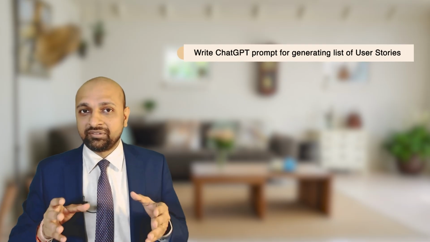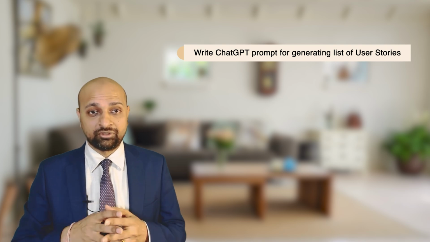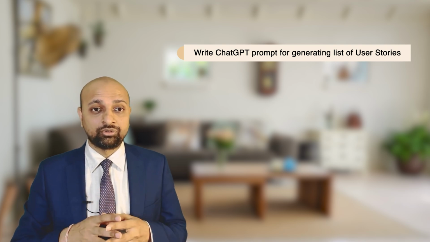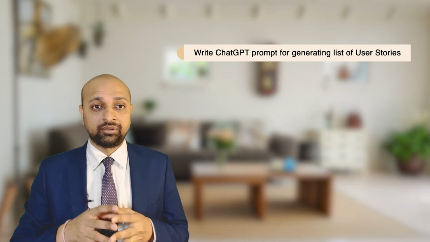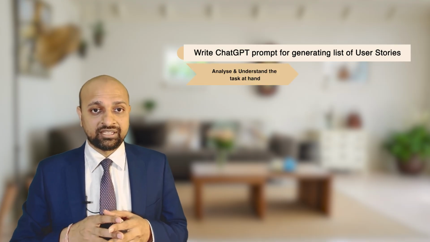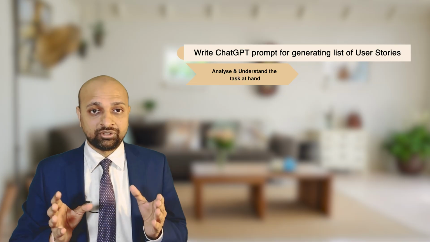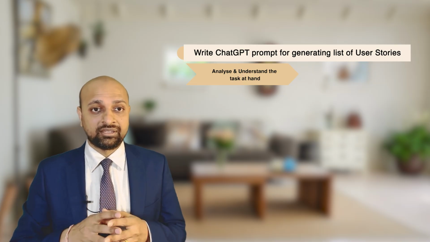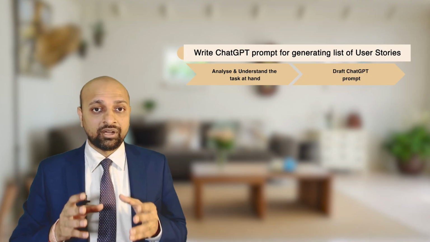This will be a three-step process. The first step is writing the prompt to generate the list of user stories. For this, we'll use our standard prompt generation template, which was introduced in earlier videos of this course. If you map this to the ChatGPT framework, in this step, we analyze and understand the task at hand. In this scenario, the task is to generate a set of user stories based on a feature description. We'll understand the requirement and then draft a prompt accordingly. A clear understanding leads to more relevant outputs.